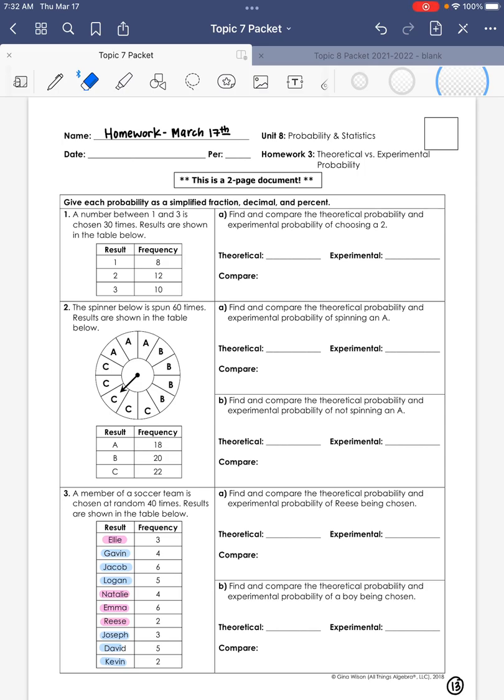Hey y'all, today is March 18th and this is your homework from last night on theoretical and experimental probability. So let's get started checking and correcting our homework.